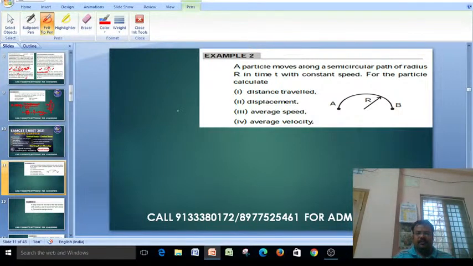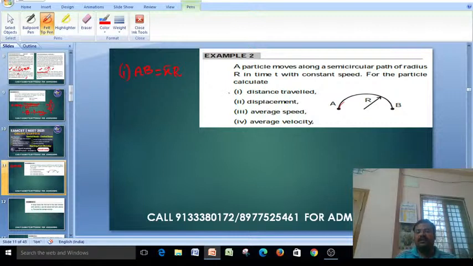Send me the message. What is the distance travelled? Distance is nothing but the length of the path, how much it is travelling. From A to B, a semicircular arc is there. For the solution of the first question, the distance travelled is nothing but the path AB, which is equal to pi r.